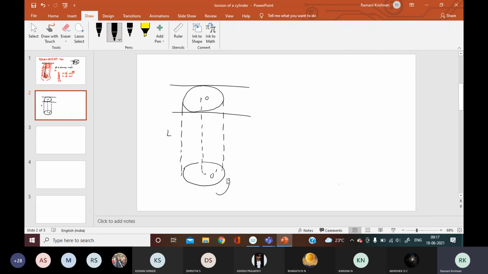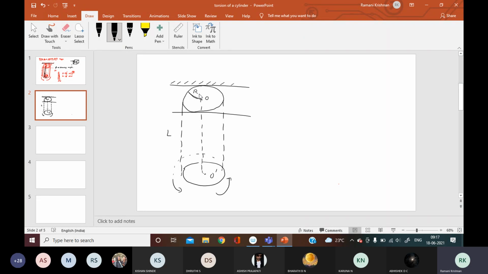We are going to rotate it from the lower end alone, so that it is under twist. We are giving a twist at the lower end. This is the fixed end, and R is the radius of this cylinder.